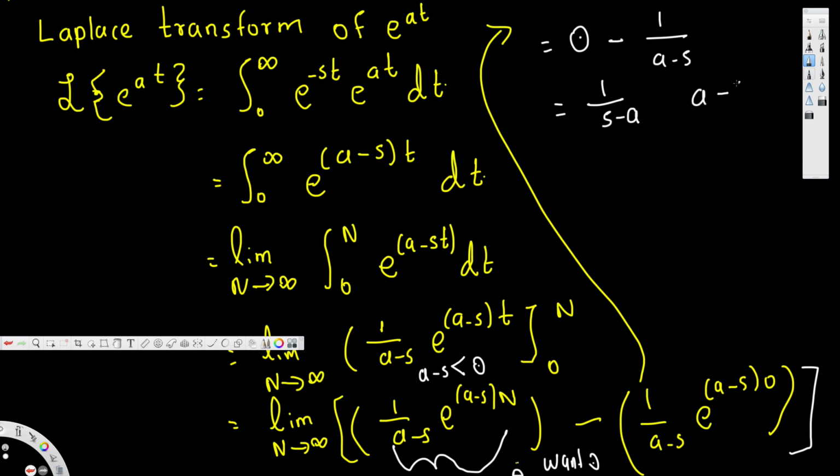If a minus s is less than 0, negative s is less than negative a, therefore s should be greater than a. So 1 over s minus a. This is our final Laplace transform of e power at, and that's how we do that.